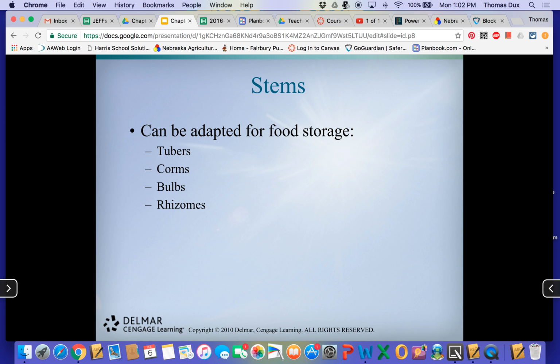Stems also can be adapted for food. For foods, we got tubers, corms, bulbs, and rhizomes. Tubers, corms, bulbs, rhizomes.